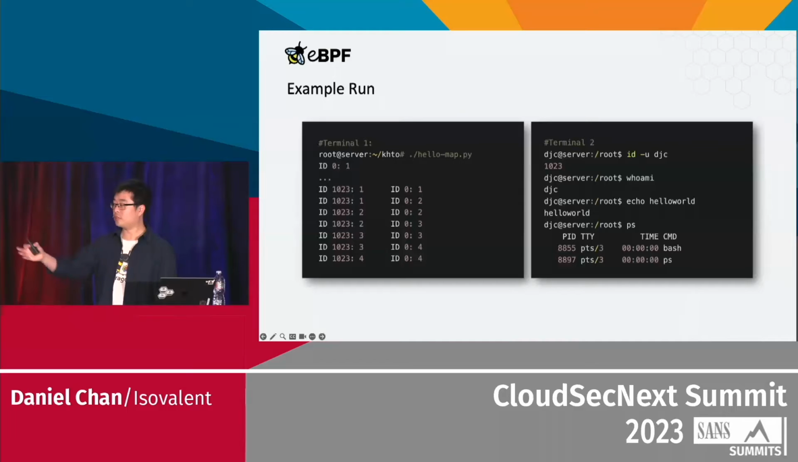And so when you run this, this is an example of me running it. On the right, you can see my DJC user ID is 1023. I'll run 3 different programs, so whoami, echo, and ps. And you can see the value on the right incrementing, so 1, 2, 3, 4. And then beside that is also the root user running a bunch of programs as well.